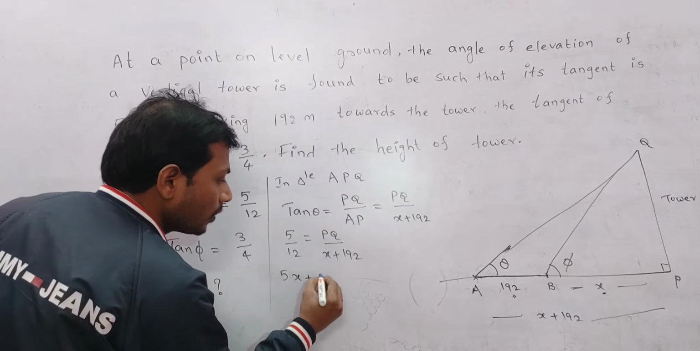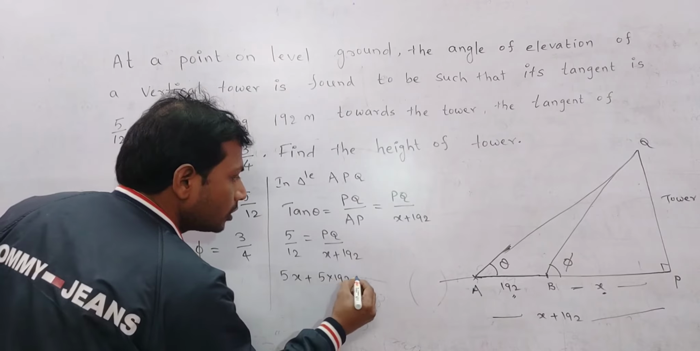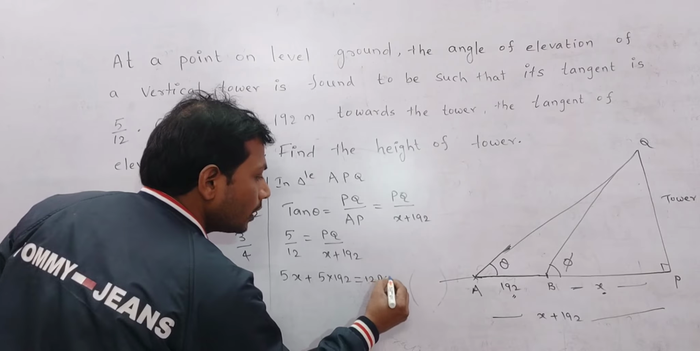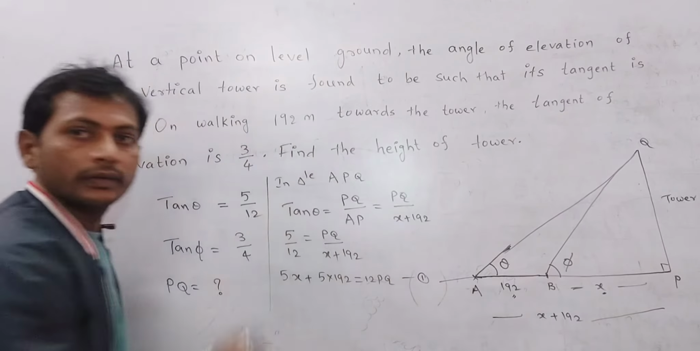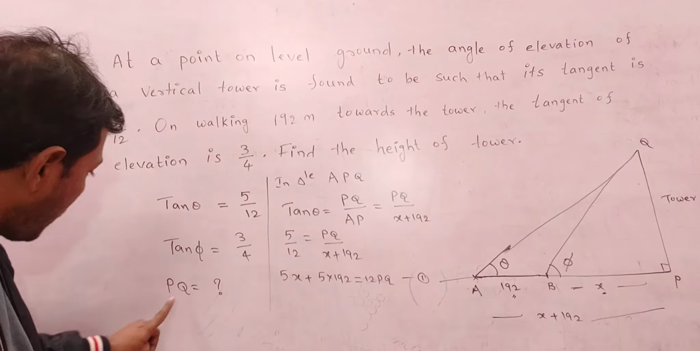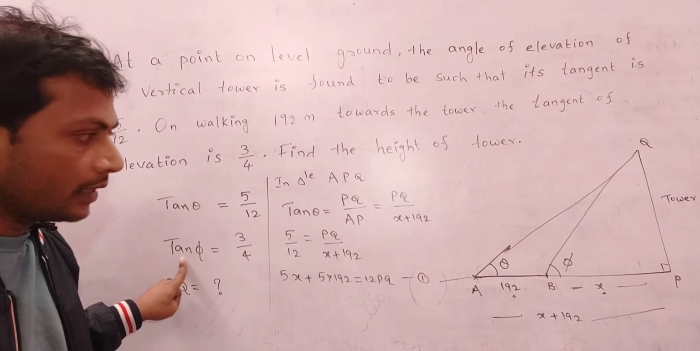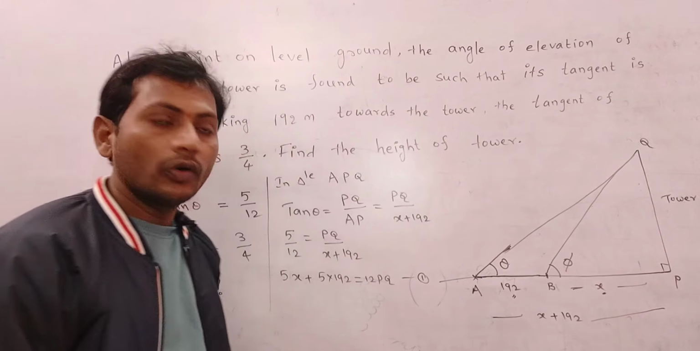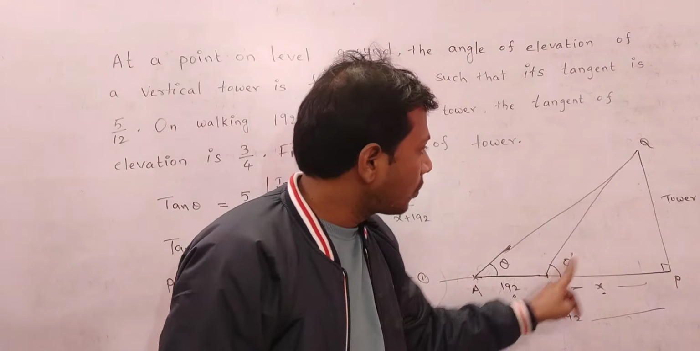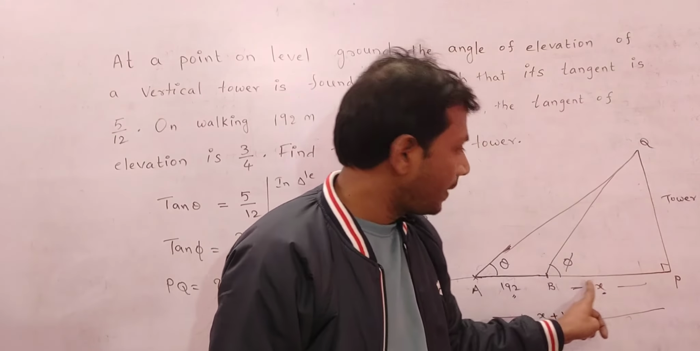5x plus 5 into 192 equals 12 into PQ. Keep this as equation 1, because we have another option also, which is tan pi. If I apply tan pi, what do you get? Tan pi equals opposite side by base again.